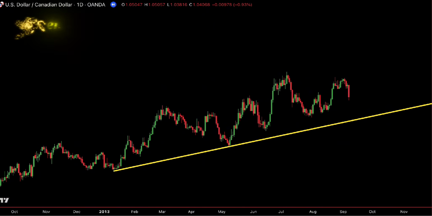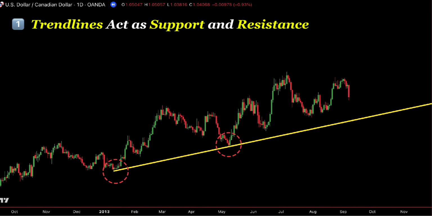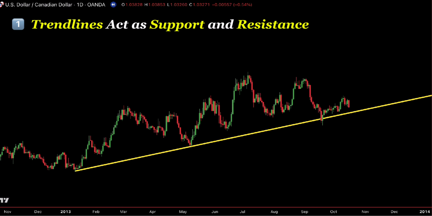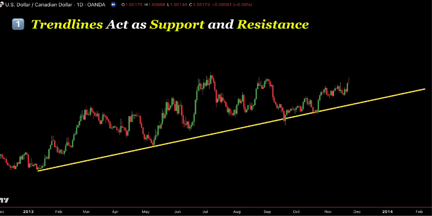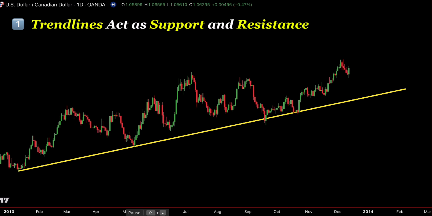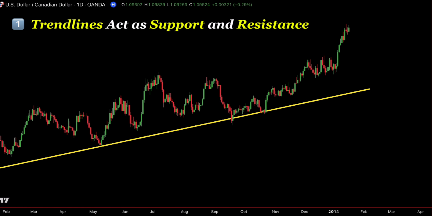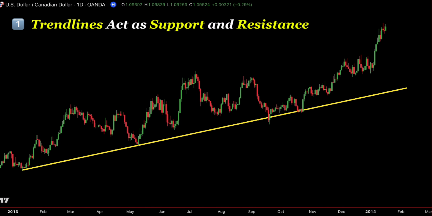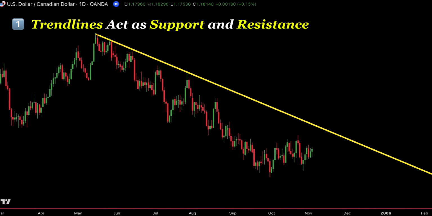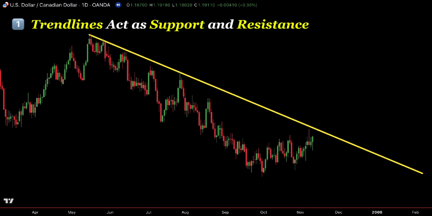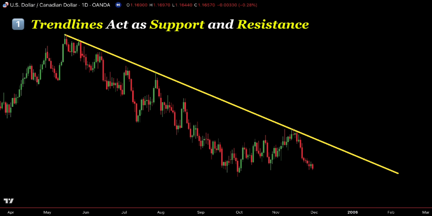There are two core reasons traders use trend lines. In an uptrend, the trend line acts as dynamic support. When price pulls back toward it, it often bounces and continues higher. In a downtrend, the trend line acts as dynamic resistance. Each time price retraces toward the trend line, it often rejects downward.